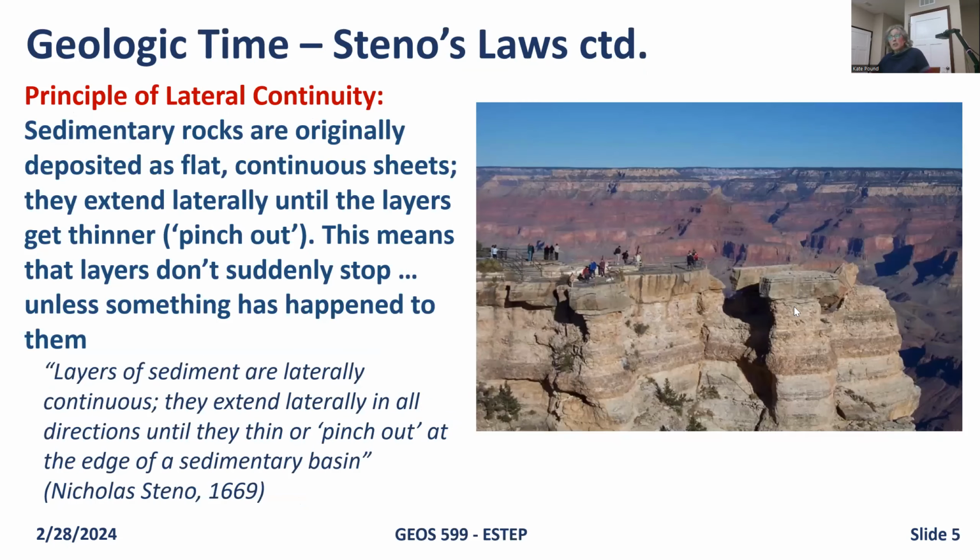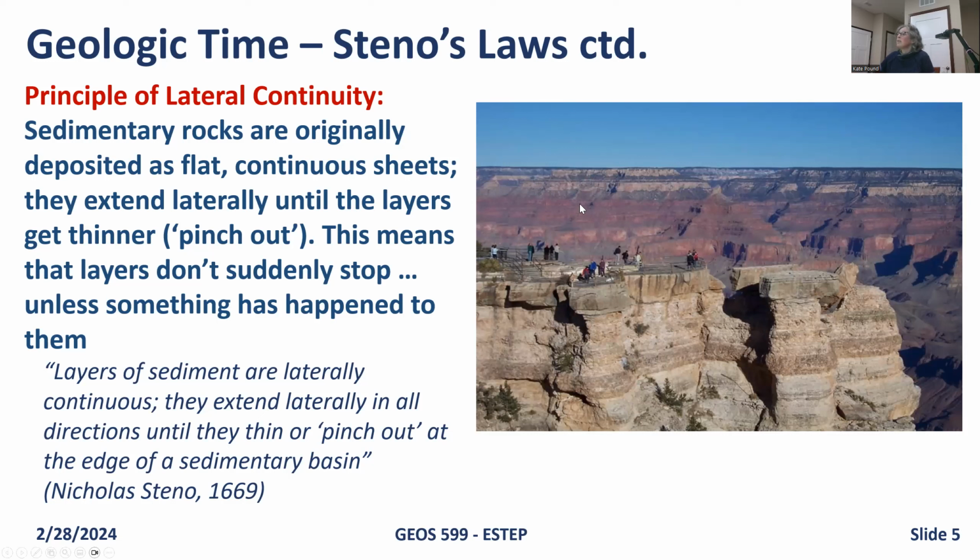So the next of Steno's laws is the principle of lateral continuity. And this just says that sedimentary rocks are originally deposited as flat, continuous sheets. They extend laterally until the layers get thinner and thinner. This means that layers don't suddenly stop unless something has happened to them.